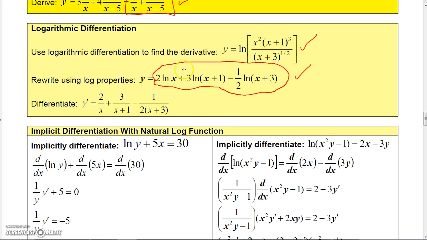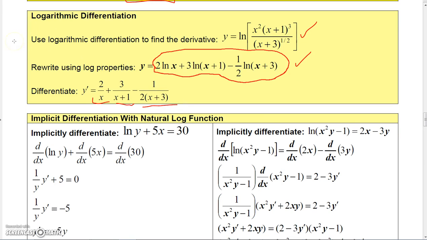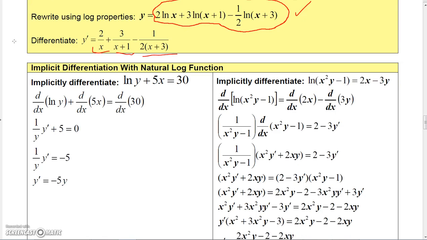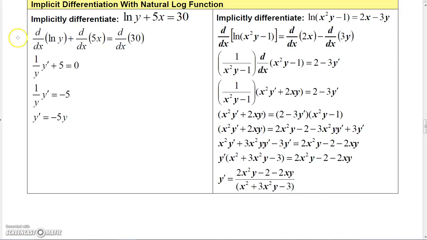Now, again, taking the derivative of this, I get 2 times the derivative of natural log of x, which is just 2 over x, plus 3 times the derivative of natural log of x plus 1, which is just 3 over x plus 1, and then minus 1/2 times the derivative of this. Well, the derivative of this is 1 over x plus 3, so I get minus 1/2 times 1 over x plus 3, and so that gives me minus 1 over 2 times x plus 3. So that's the reason you can do logarithmic differentiation, is it makes it easier to find the derivative.